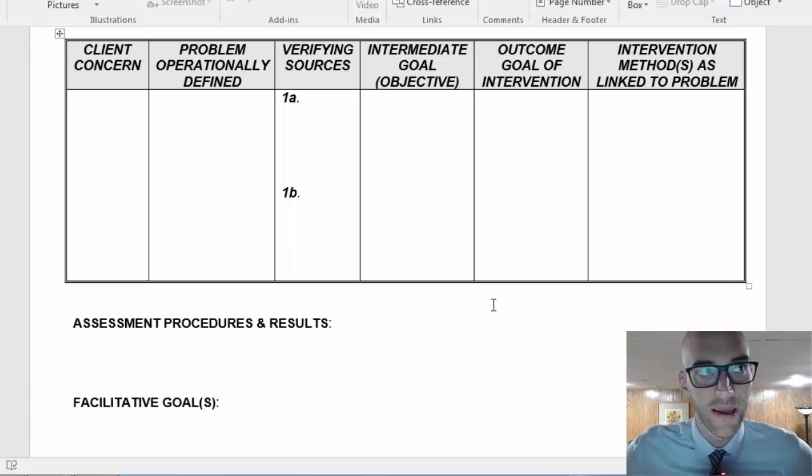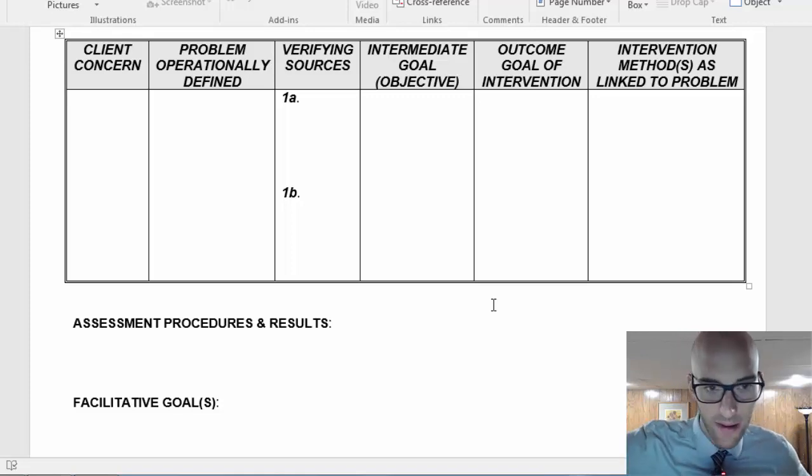Verifying sources could be like the log of volunteers on file. Intermediate goals, increasing the number of volunteers by 50%. Outcome goals, increasing volunteers by 100% from the baseline average. Intervention methods could be putting something on social media or putting up flyers around the town.